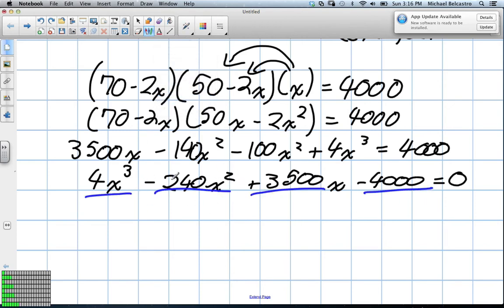Calculus, you'll learn a fast way to do this, but we haven't got to that yet. So we need to find essentially factors of this. Hopefully there is a factor of this because we did make this question up. We're going to hope that there's a whole number factor to this.